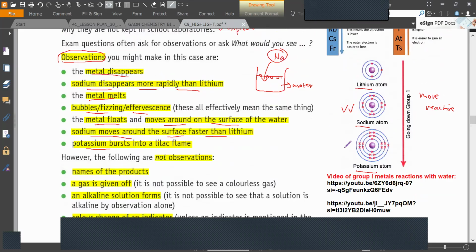Potassium. Okay. Potassium is here. It's even more reactive. It will burst into a lilac flame. Okay. It will burst into a lilac flame.